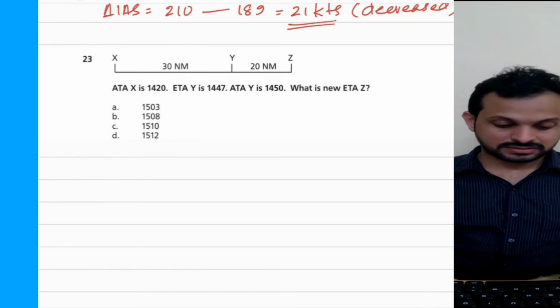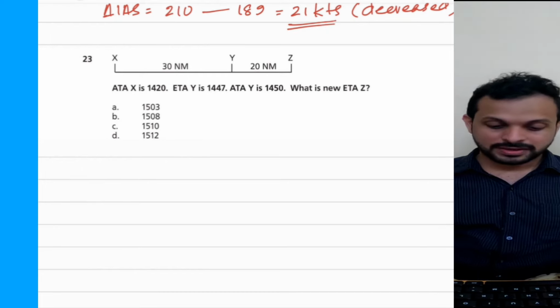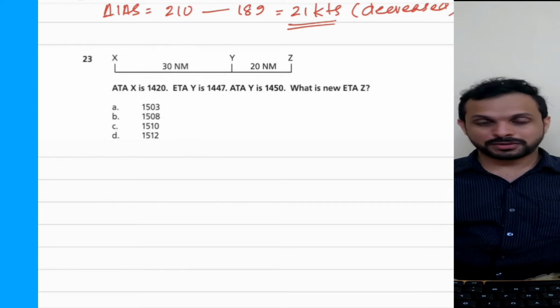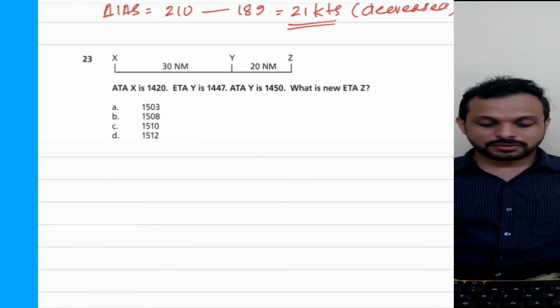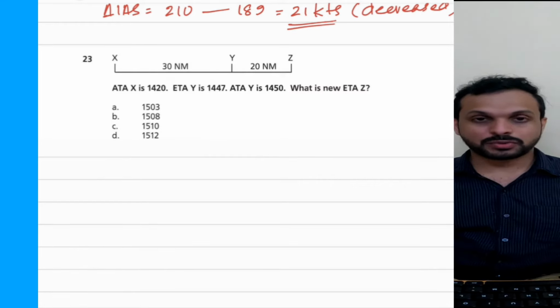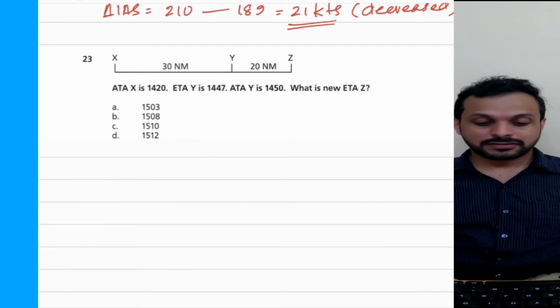Okay, let's look at question number 23. Now, this used to be a very, very popular question, very simple, but let's try doing it. You are given a track along which the aircraft is flying, and you have three different points.